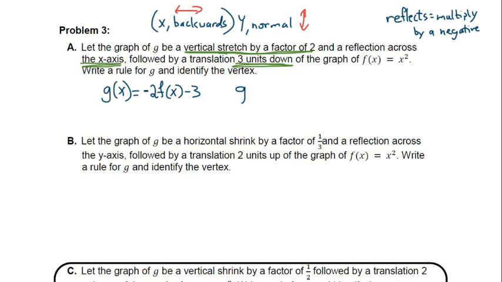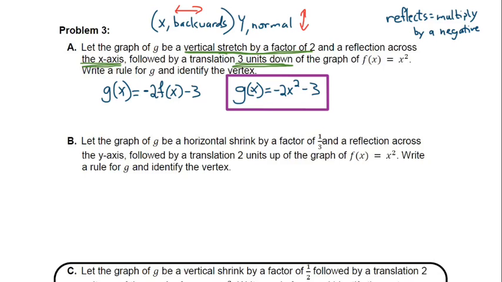Alright. And now we can apply all of those to the new equation. So g of x equals x squared times negative 2 minus 3. There's nothing to do inside, everything was outside. And that's your new equation. Okay?